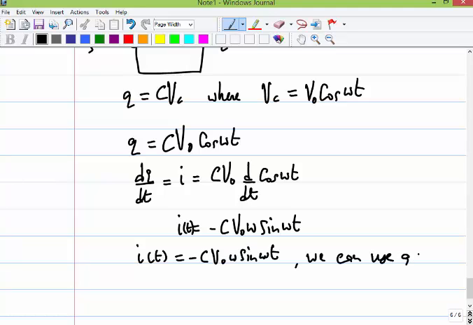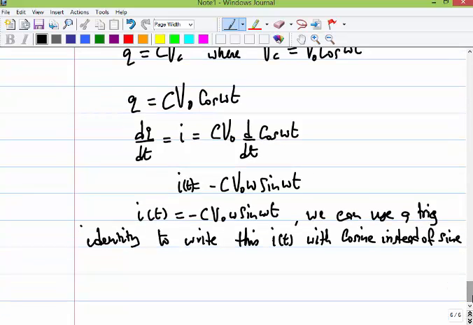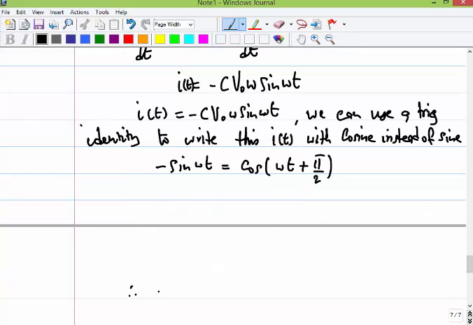We can use a trigonometric identity to write this in a form using cosine. So let's write this with cosine instead of sine. The identity that will work is to know that minus sine omega t is equal to cosine of omega t plus pi over 2. So we'll replace minus sine omega t by cosine of omega t plus pi over 2. Therefore, we can say that I of t is equal to C V naught omega cosine of omega t plus pi over 2.